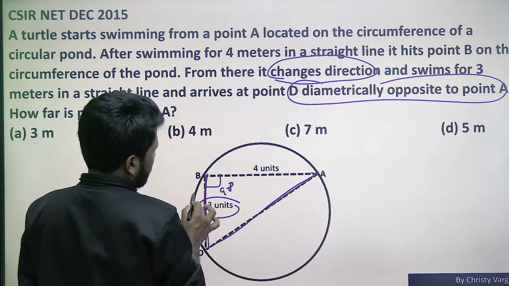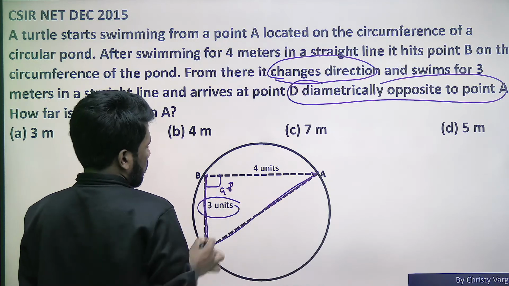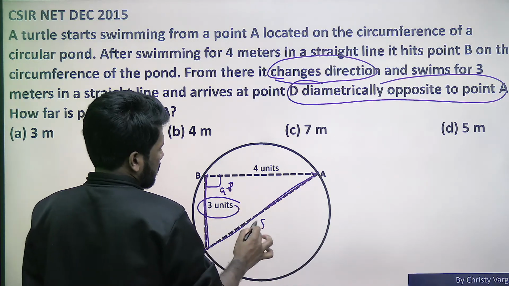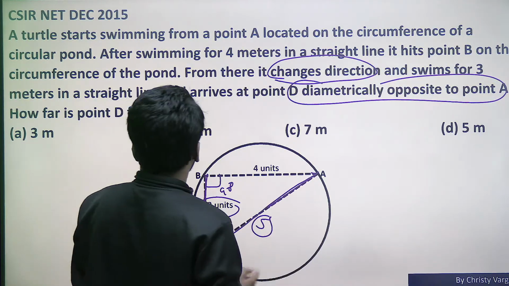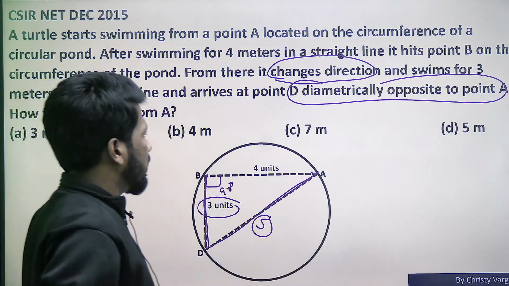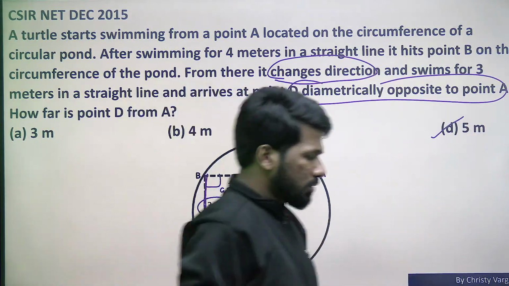So this is 3 units mentioned because B moved 3 units and A to B is 4 units. So 3 units, 4 units means this will be 5 units, by the Pythagoras theorem or Pythagorean triplet. And that is what is asked now. D to A distance is 5 meters. Is that clear? All of you, please respond.